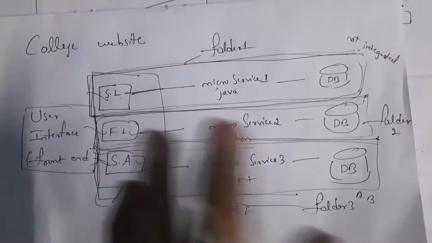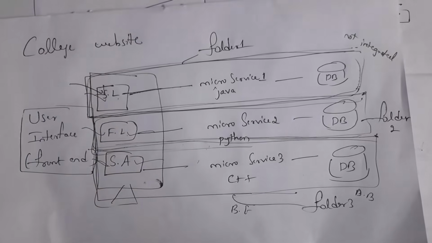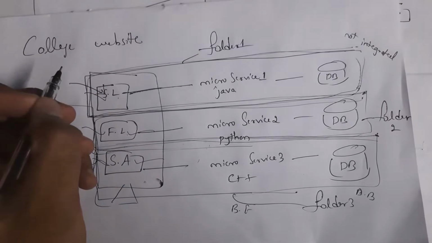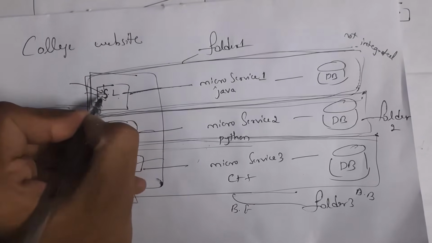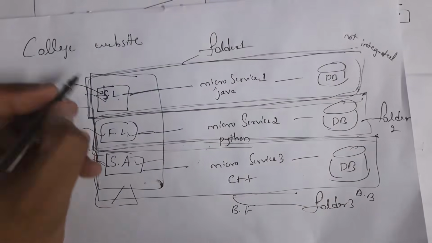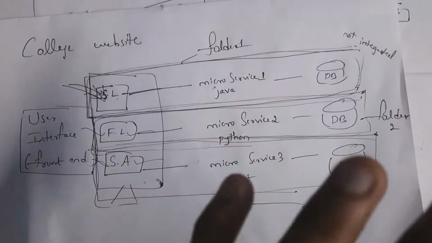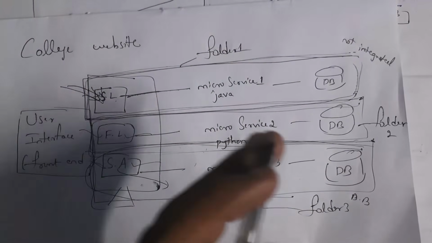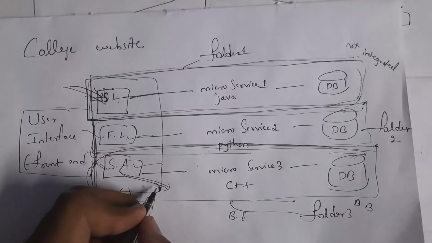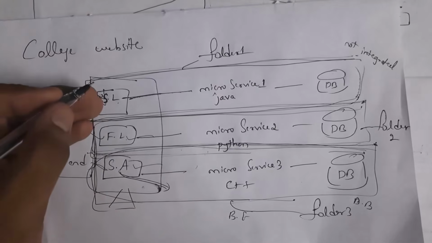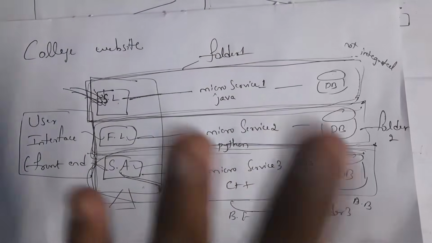And these folders are not integrated to each other. So whenever I perform changes in one folder, it will not affect other folders. So whenever I perform changes in one service, it will not affect other services. For example, in student login form, I made some spelling mistake. So whenever I perform changes, it will not affect remaining folders as all these folders are not integrated to each other. For example, due to some problem in the database, I cannot access student attendance. Even though you cannot access student attendance, you can access student login form and faculty login form because all the services are placed in different folders and they are not integrated to each other.